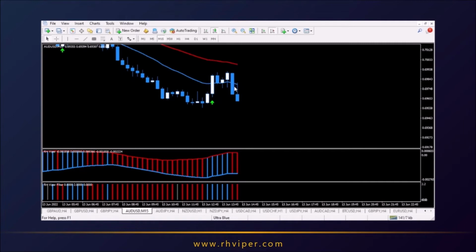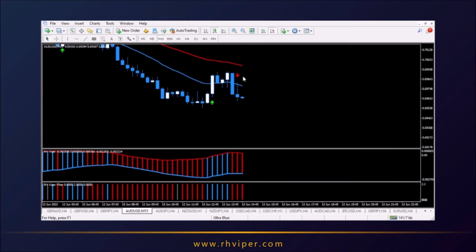We have, in this case here, we see this one candle. This candle has closed and it has closed below the moving average. We have the RH Viper histogram is red. The RH Viper filter at this point is also red, but we don't have the arrow above the price. So we are still waiting on that arrow. Now this candle is forming. When this candle closes, we may get that arrow.